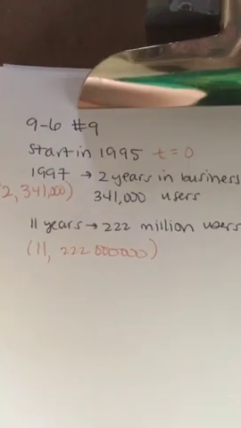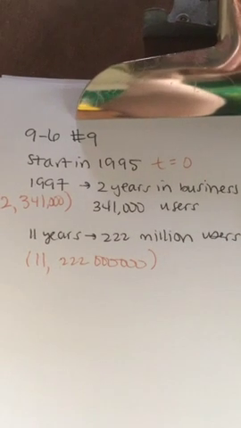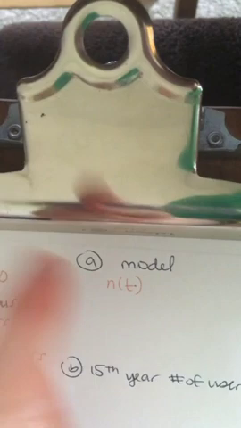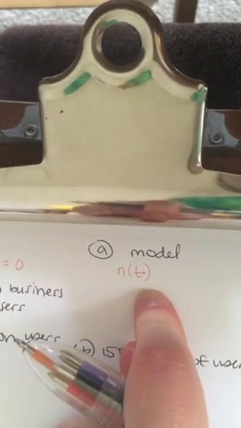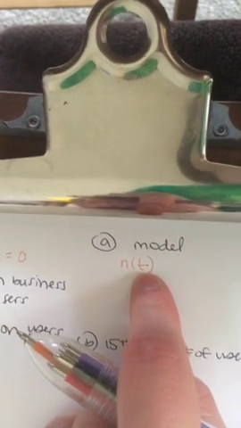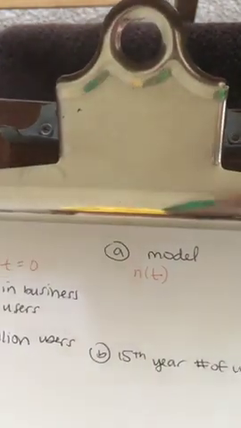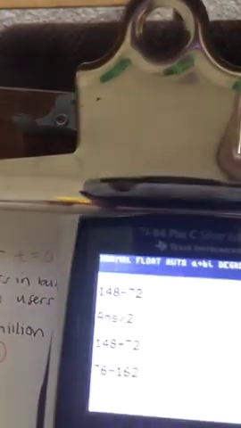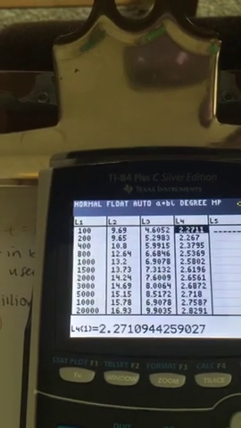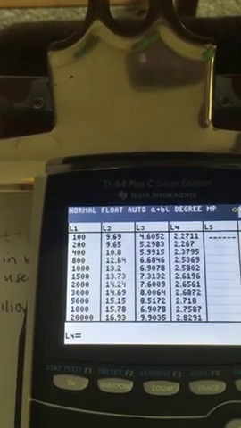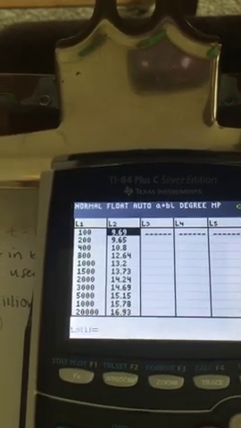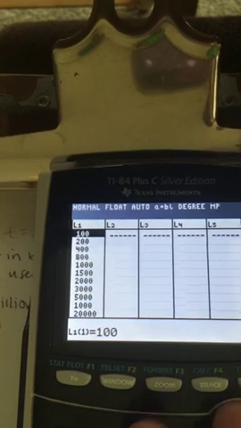So part A asks for using exponential regression to find a function that models the number of users using N of t. So N is the number of users, t is the number of years. So N is the number of users given the input of some year, after eBay has been in business t years. So I'm going to turn my calculator on, go to Stat and Edit, and put my data into my lists. So I want to clear off all my lists. I cleared you. There we go.